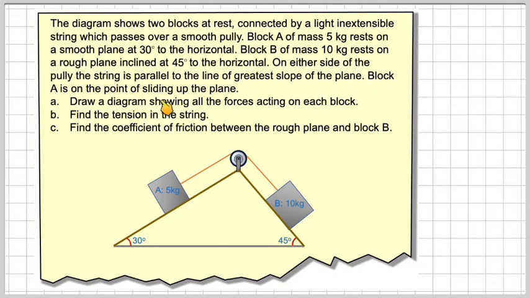Block A is on the point of sliding up the plane. Draw a diagram showing all the forces acting on each block. Find the tension in the string and find the coefficient of friction between the rough plane and block B.